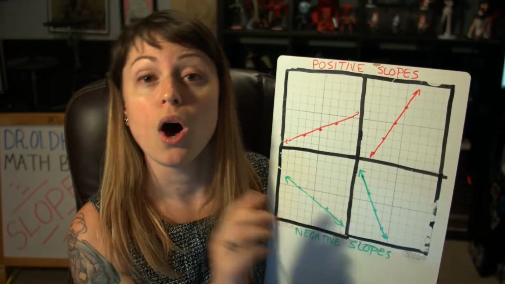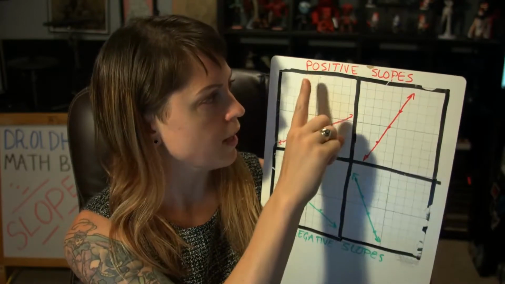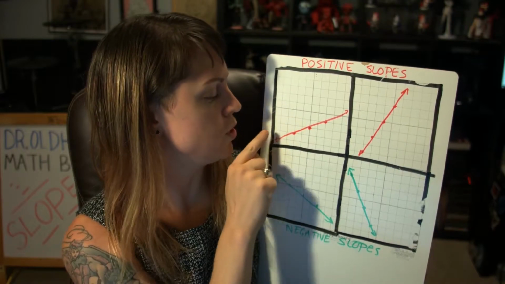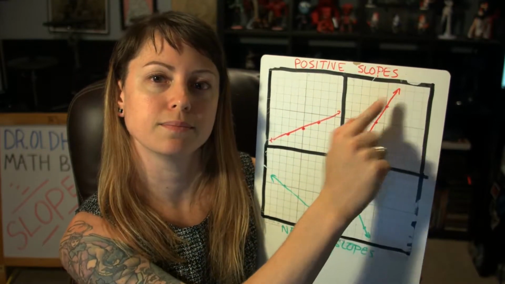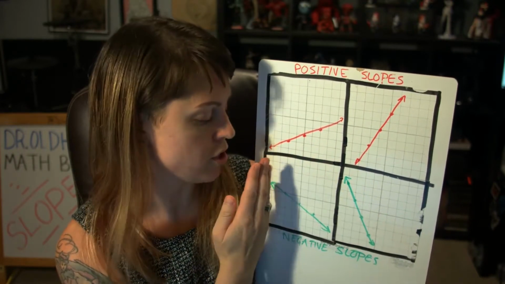Always remember that you read slopes left to right, just like you read your words left to right. You're never gonna go reading this way. So when you read your slopes, you always start on the left side of your graph and trace your finger. If your finger goes up, you've got a positive slope. If your finger goes down, it's negative. Remember, starting on the left side.